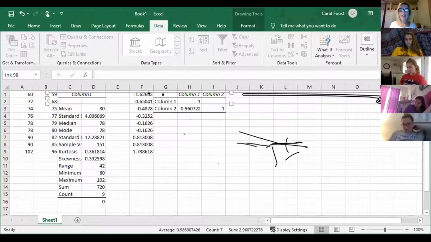Okay, so if I go into data analysis and I do regression, I'm trying to predict the final from the midterm. So I'm going to grab the final for the Y scores, and I'm going to grab the midterm for the independent variable. Whenever you're running regression, you have to figure out what do you want to be predicting? And that's going to be your Y score.